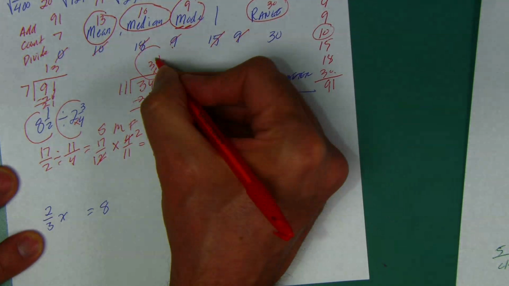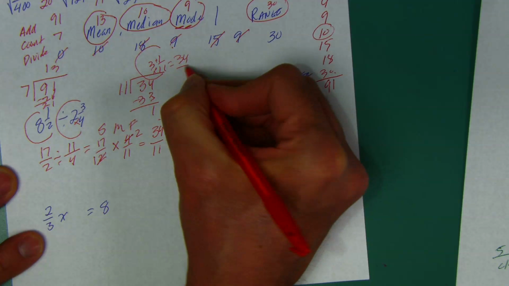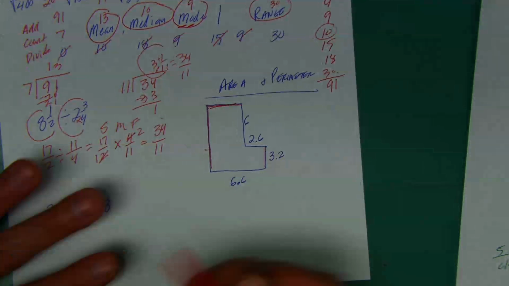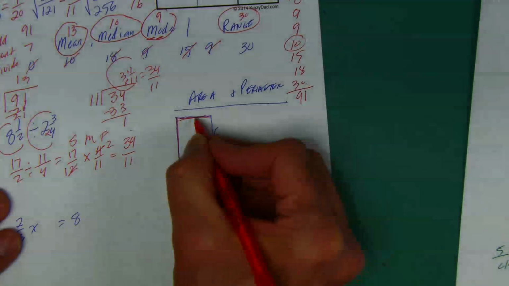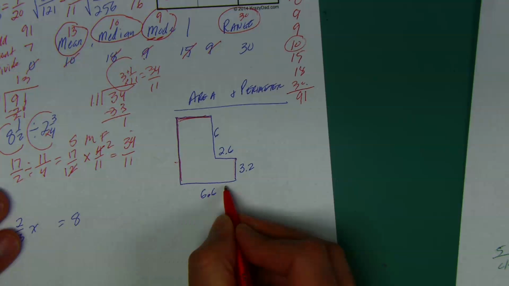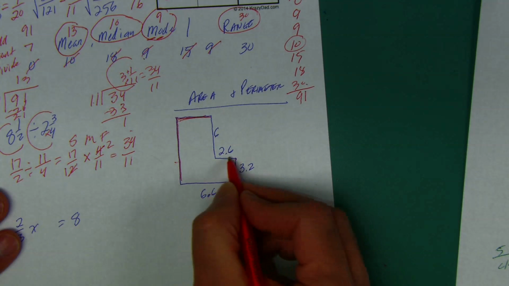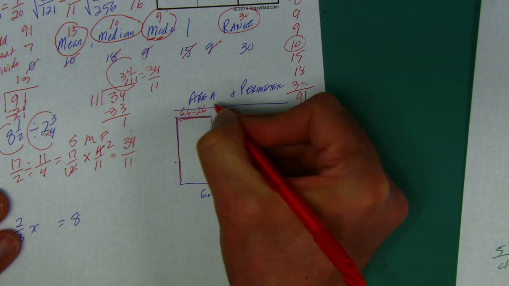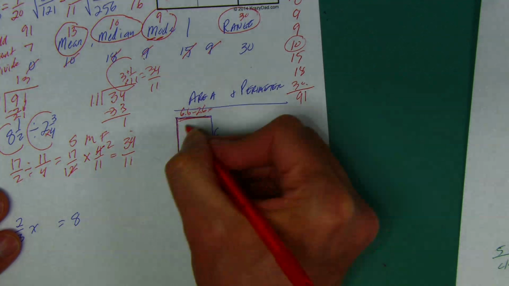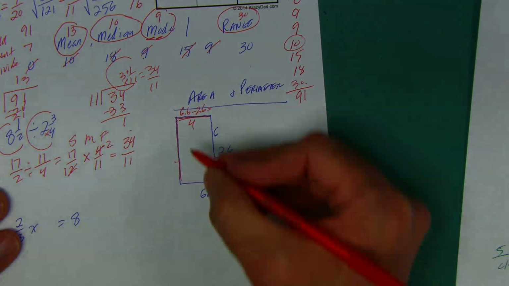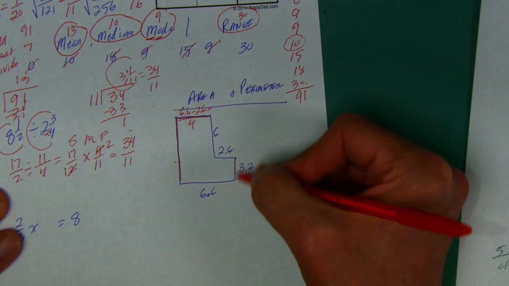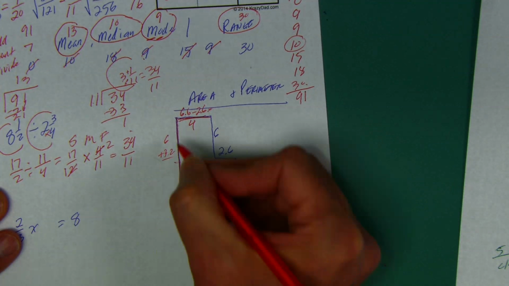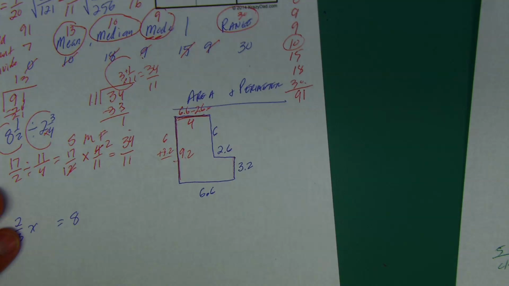11 times 3 is 33 plus 1, 34 11ths. See? Works both ways. All right. You guys figure out what this is here? Well, if this entire line is 6.6, this part is 2.6, then this should be 6.6 minus 2.6. And some of you do that in your head. That is 4. If this is 6 and this is 3.2, then this is going to be 6 plus 3.2. And some of you do that in your head, 9.2.